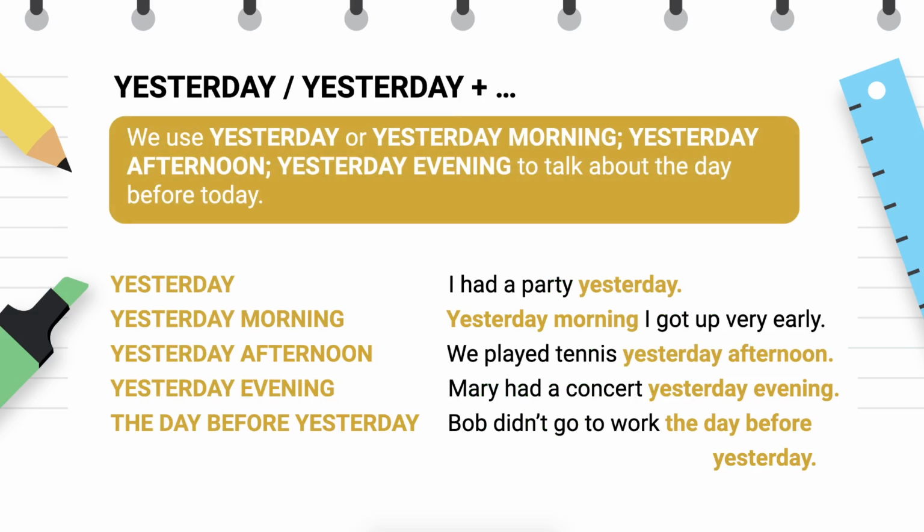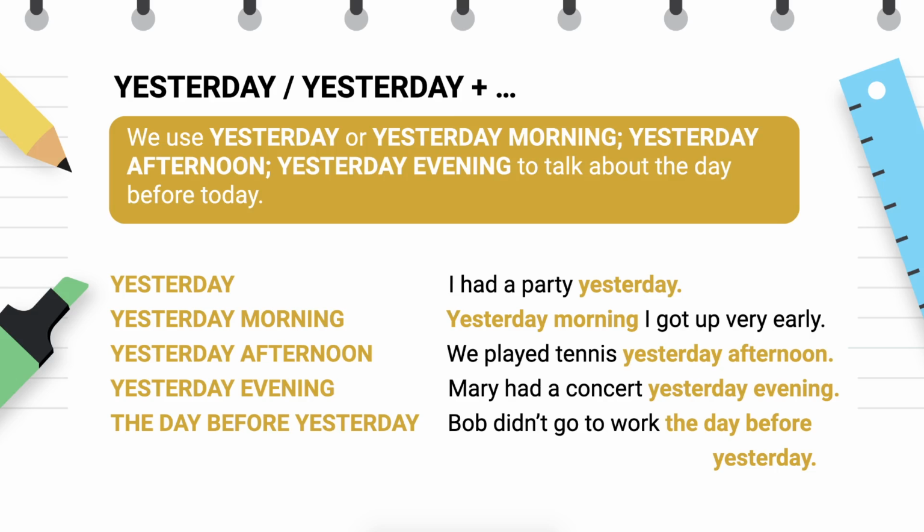There are some more past time expressions with yesterday. Yesterday or yesterday morning, afternoon, yesterday evening are used to talk about the day before today. I had a party yesterday. Yesterday morning, I got up very early. We played tennis yesterday afternoon. Mary had a concert yesterday evening.